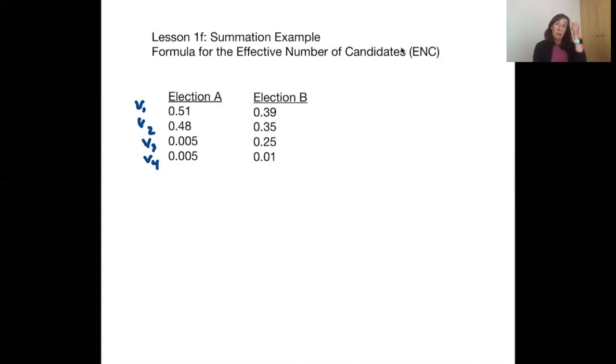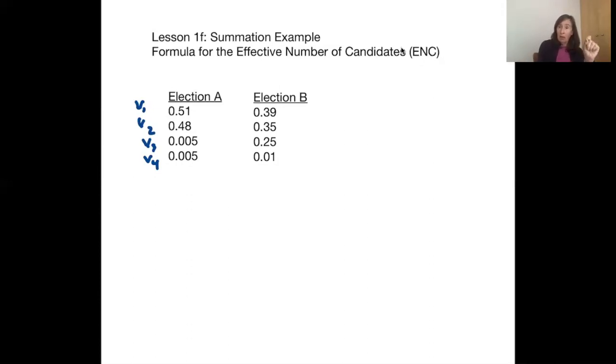Election B also, if you just count how many candidates are on the ballot, how many candidates got votes, there would be 4. That also doesn't seem right. This really seems like a 3-person race. You've got a fairly close race between the first and second, but the third candidate also got a serious number of votes. If the supporters of that third candidate had switched to vote for the one that got 35% of the vote, that would have changed the results. So this really is a 3-way race.